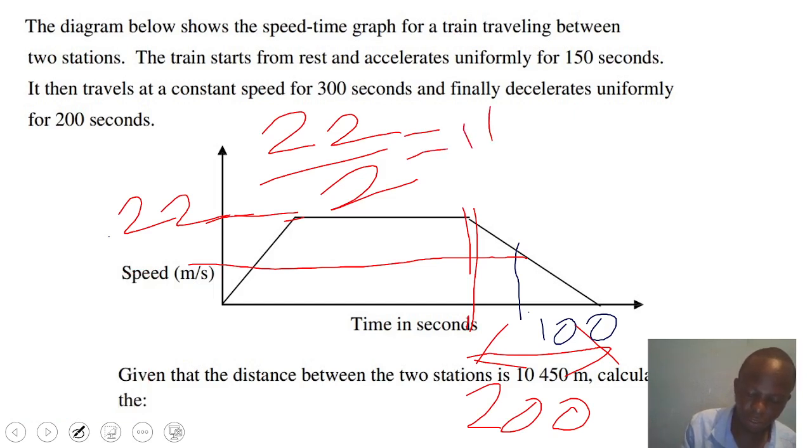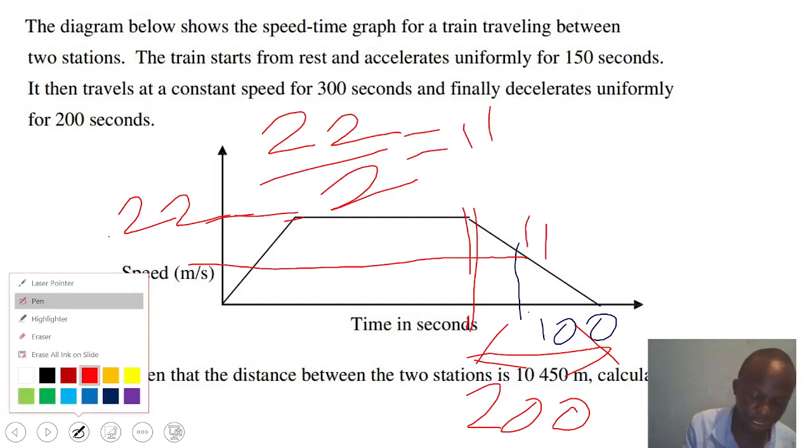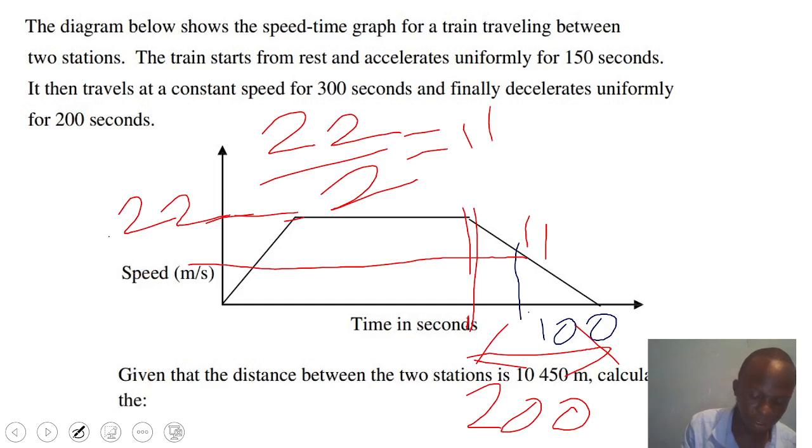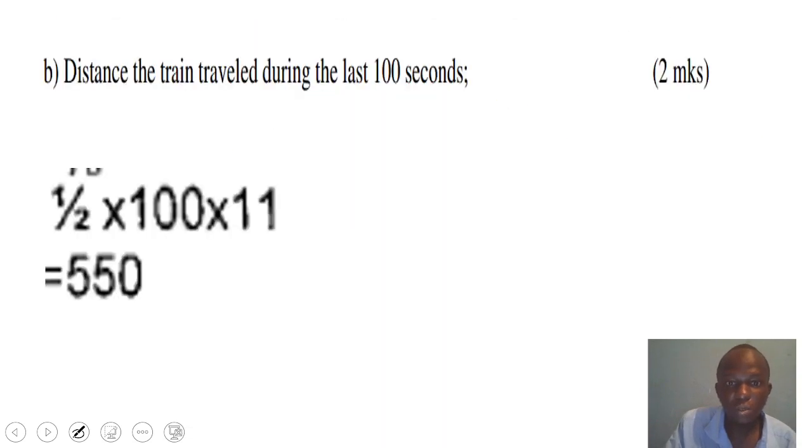So this is the speed of this particular. Now let me shade that area so that it can be recognized. So that is the small triangle. So back to the question. The question is asking the distance the train traveled during the last 100 seconds.